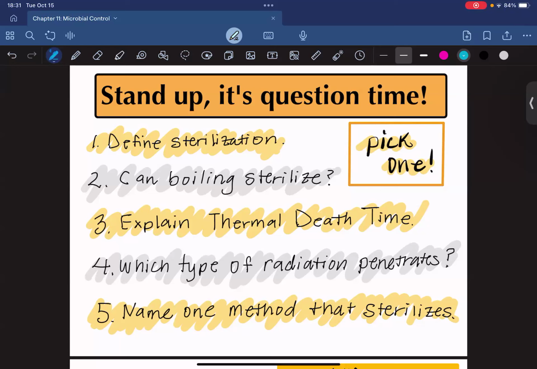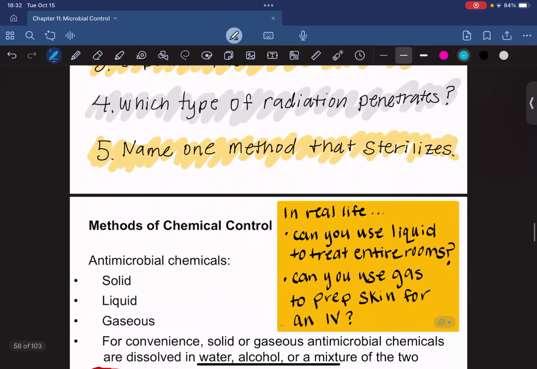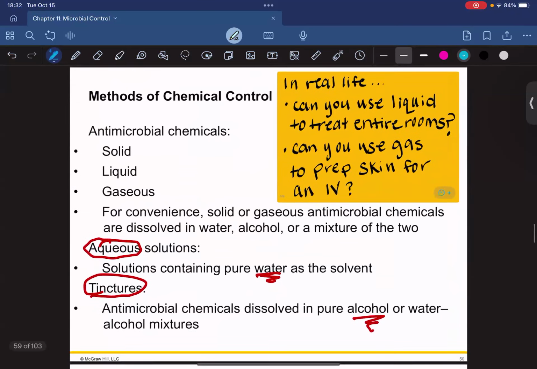All right, number 4, which type of radiation penetrates surfaces? Ionizing, right? That's the dangerous one. And name one method that sterilizes. Well, I kind of just answered it because it was the answer to number 4. You could say ionizing. It could be the autoclave. It could be incineration. There's a bunch of them we could go back to and visit. But yeah, that chart from way earlier, our second slide, is really good for that.